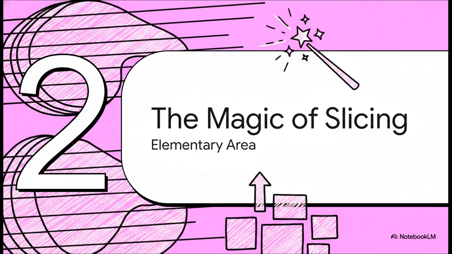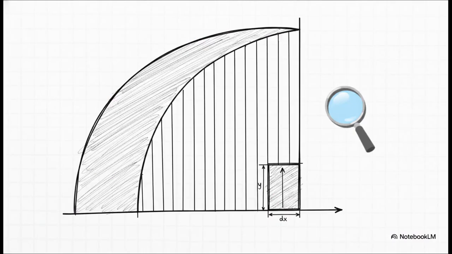All right, moving on to Section 2, the magic of slicing. Let's talk about the elementary area. The absolutely crucial concept here is the elementary area. Imagine you have this curvy region that you need to measure. Well, calculus tells us, don't try to measure the whole thing at once. Instead, imagine slicing that region up into a huge number of incredibly thin vertical strips. If we look at just one arbitrary strip, it has a height of y and a tiny, almost infinitely small width that we call dx. The area of this single elementary strip is simply height times width, or y times dx. It basically acts just like an infinitely tiny rectangle.